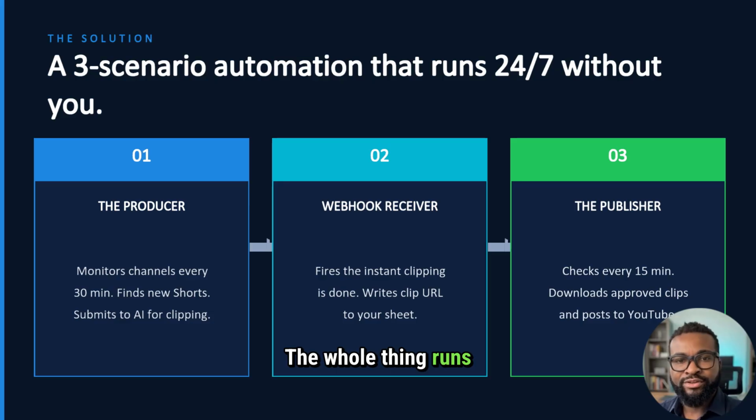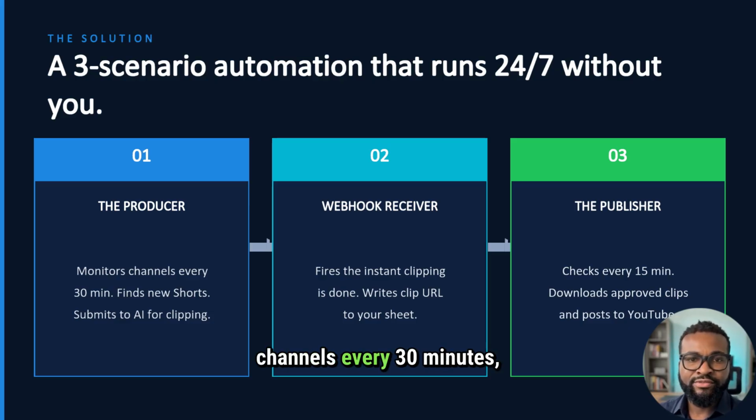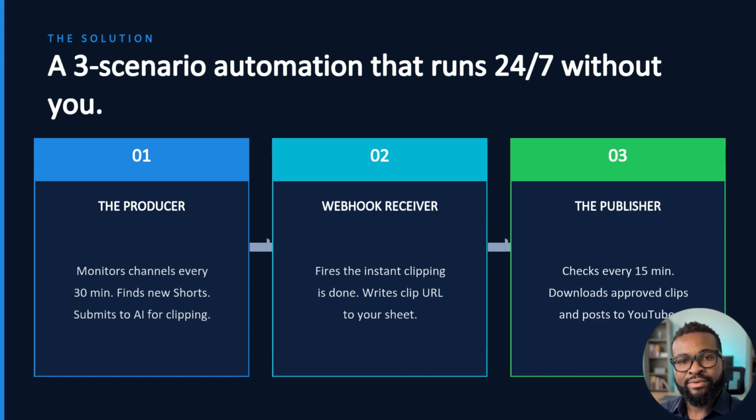The whole thing runs on 3 scenarios. The producer checks 19 channels every 30 minutes, finds new shorts, and sends each one to Ssemble for AI clipping. The Webhook Receiver fires the moment a clip is ready and writes the URL straight to a Google Sheet. The publisher checks every 15 minutes for anything that has been approved and posts it directly to YouTube. Once it is set up, it runs without you.